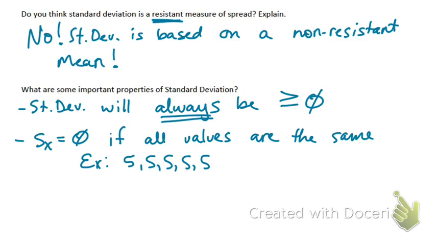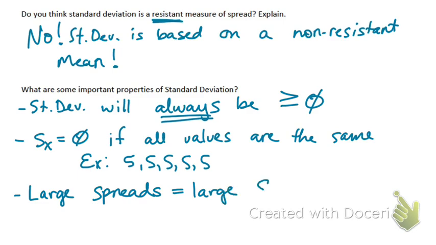All right. And then finally, large spreads equal large standard deviations. The bigger your spread is, the bigger your standard deviation is going to be, because your standard deviation has to factor in that big long distance from the mean. So the bigger your spread, the bigger your standard deviation is.